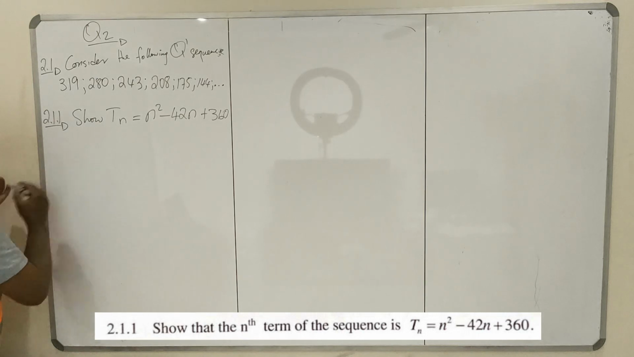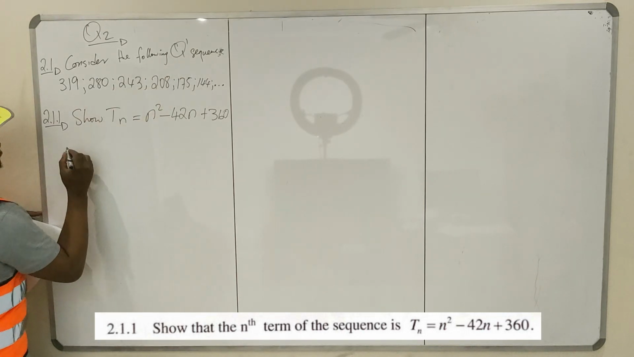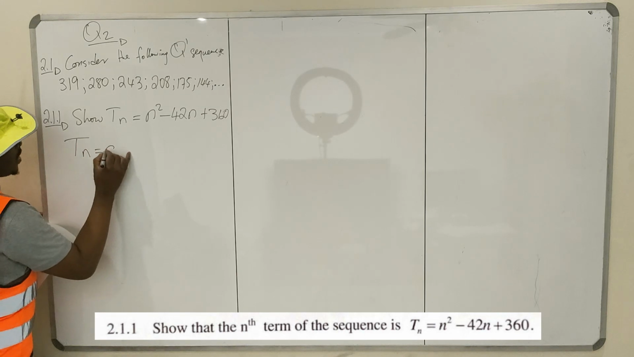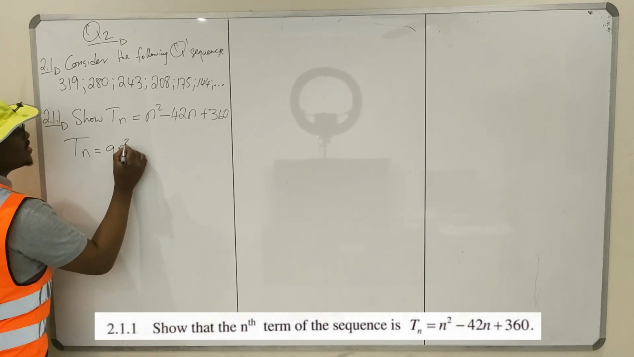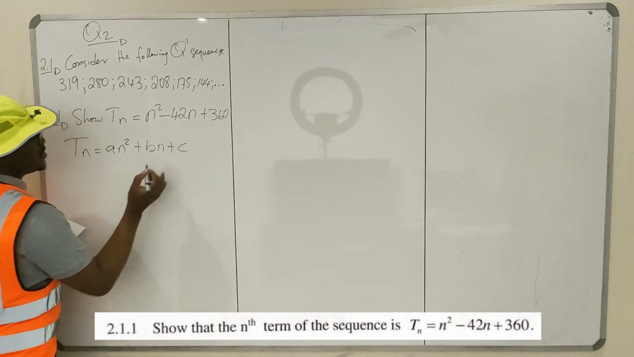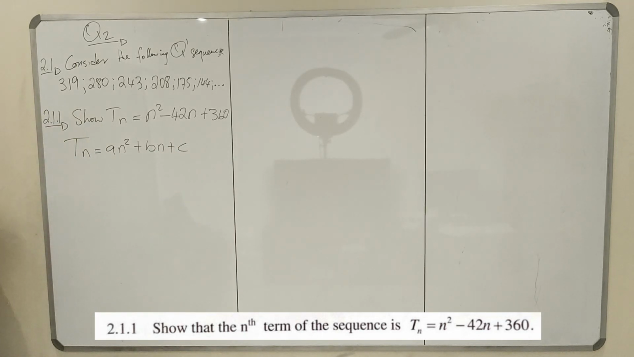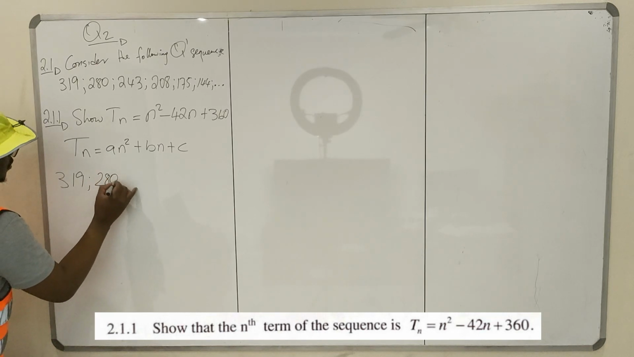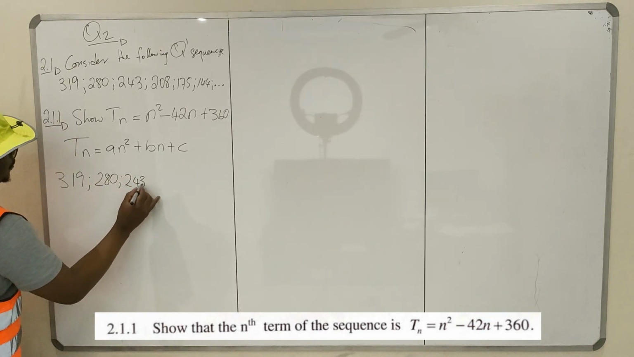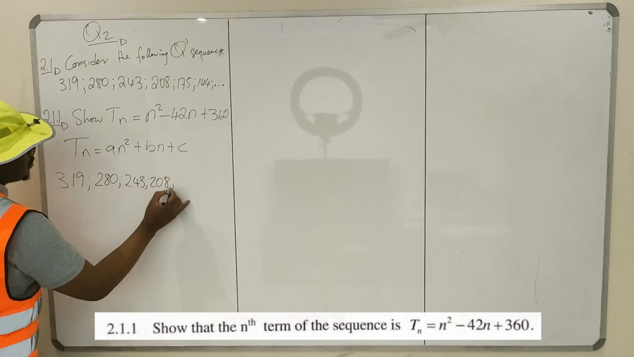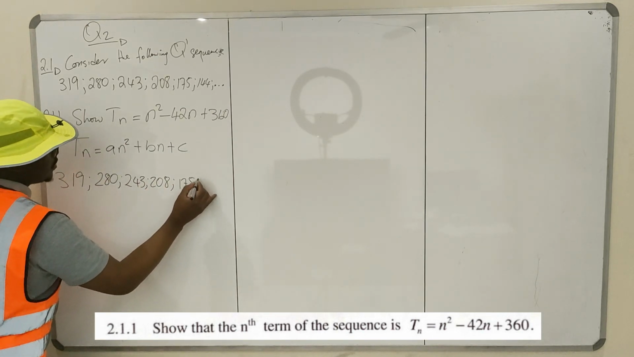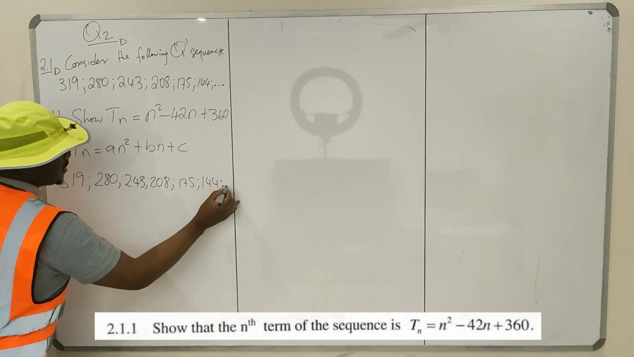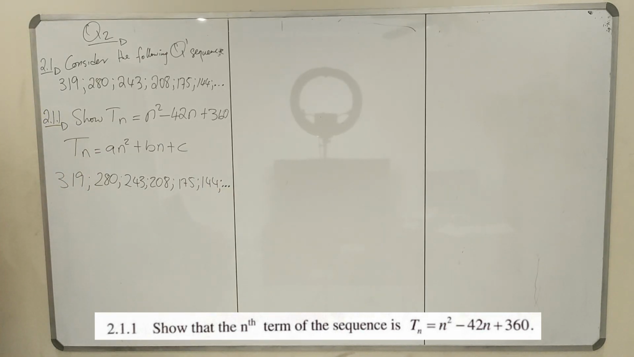As you can see, if you are dealing with a quadratic sequence, the nth term Tn is always in the form an squared plus bn plus c, right? No problem. Then I will write the terms down here. We have 319, 280, 243, 208, 175, 144, and the list continues. So what do you know about the quadratic sequence?